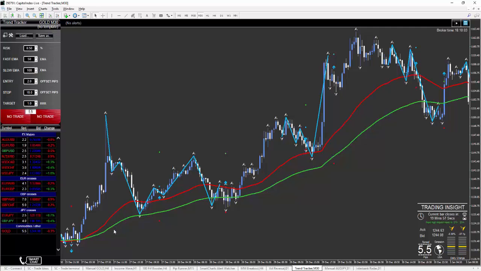We need to have at least the green line pointing up, and ideally the red line separating away from it as well, although that's not always possible. But definitely we need to have that 100 moving average pointing to the upside to trade this. Now, if we take a look at some of the short signals as well.